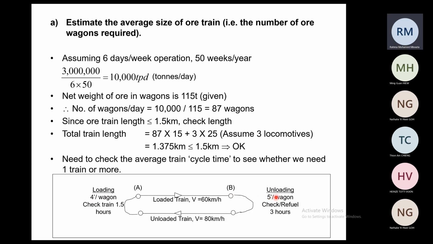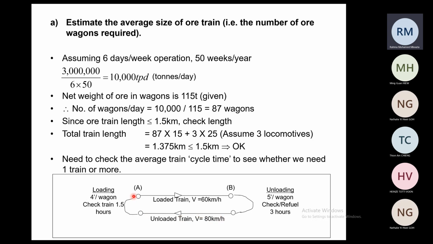And the unloading will take a time of 5 minutes per wagon. And after that, you have to refuel the train, and it will take 3 more hours. Then once unloading has been done, the train will move back to point A, to the mining station. And because now it's empty, there's no load, it will move at a faster speed of 80 kilometers per hour.